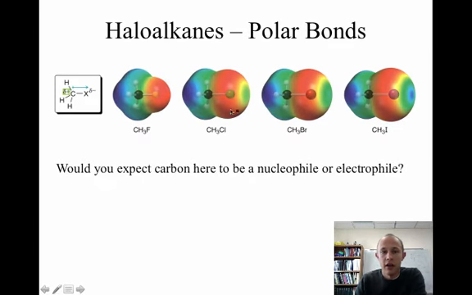You can see as you go from fluorine to chlorine to bromine to iodine, this bond gets longer. So I asked a question here, would you expect carbon to be nucleophilic or electrophilic? Well, carbon has a partial positive charge, so it desires electrons, it's electrophilic. So haloalkanes are very good electrophiles in substitution reactions, as we'll see.